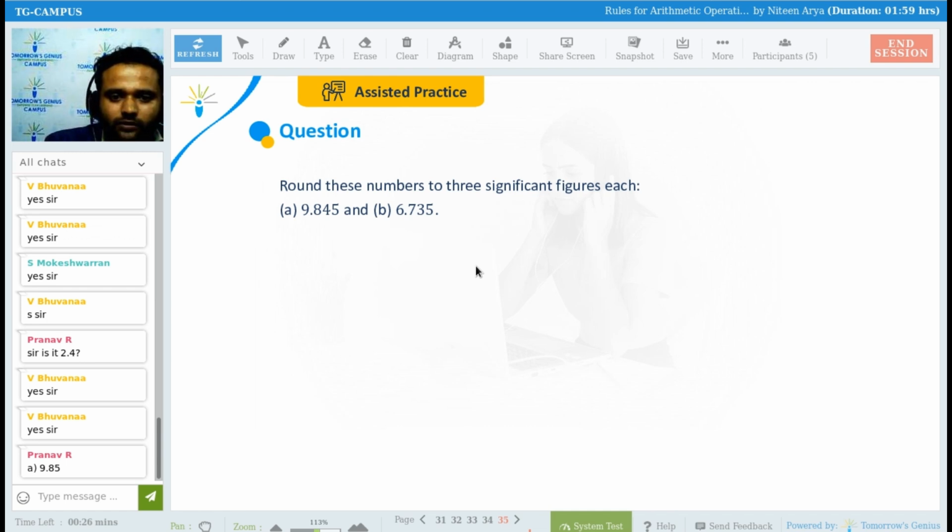9.845. Round off these numbers to 3 significant figures. Okay. 6.75. Why 6.75, beta? Up to 3. If it is going to be increased, so it is going to be 6.8, no? 6.74.